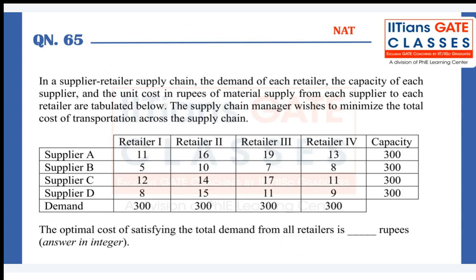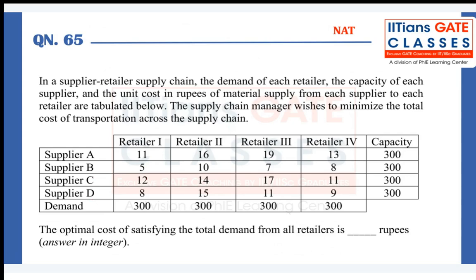Now, retailers and suppliers are given. There are 4 suppliers and 4 retailers. It is a transportation and assignment model, to get the optimal cost and satisfy the total demand for all retailers. It is not like job sequencing with jobs and machines.